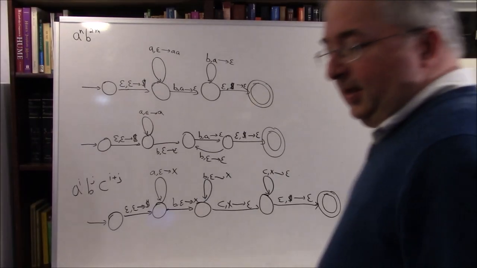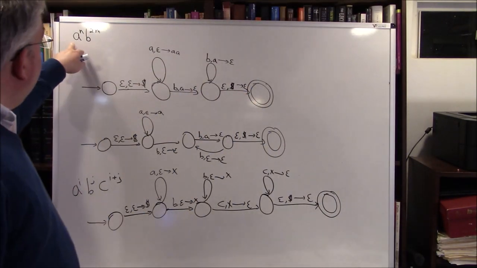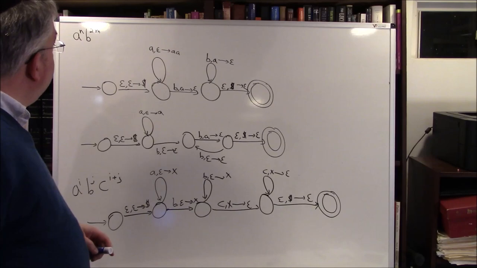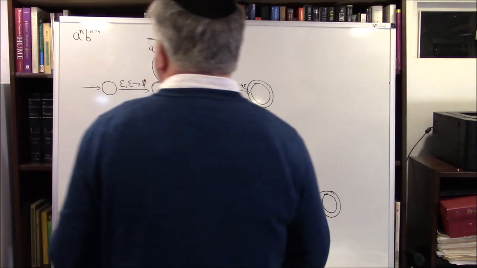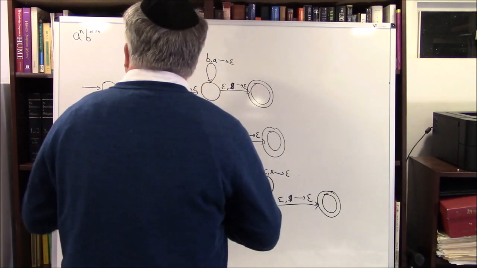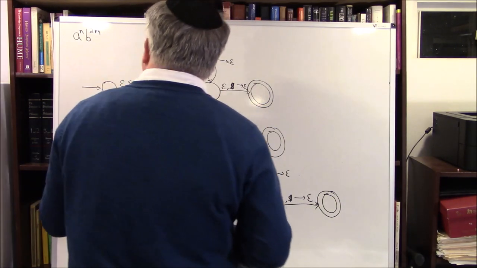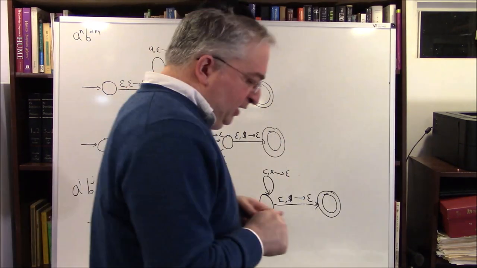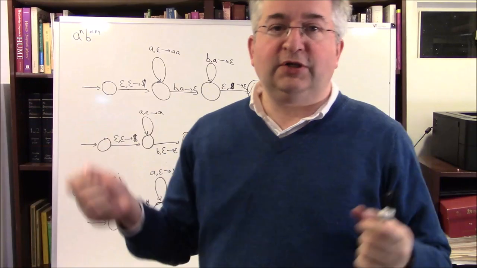Okay. So, I gave you two homework problems. I just want to go through them. A to the N, B to the 2N, as in Nancy. In other words, A followed by twice as many Bs. It turns out that there's actually two ways of doing this, and don't even look at the answer, you can think about it.